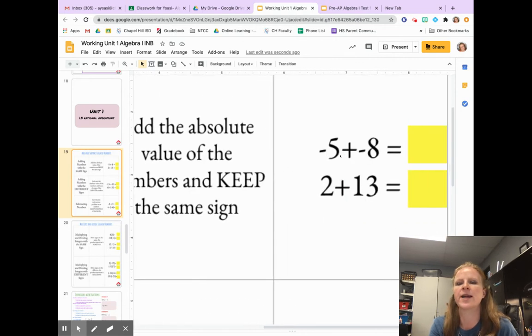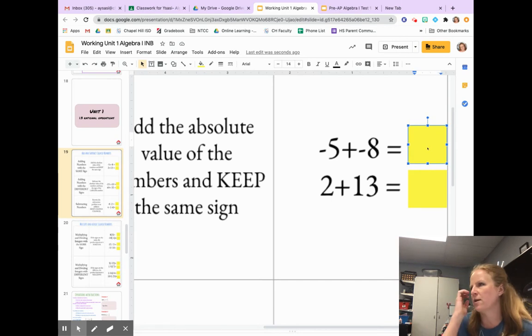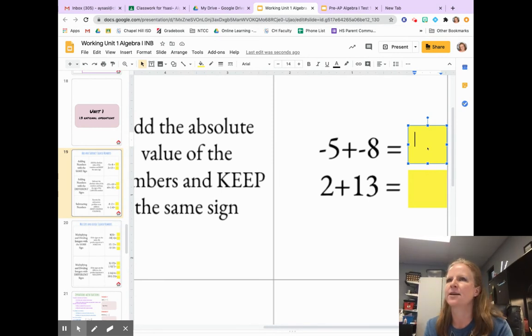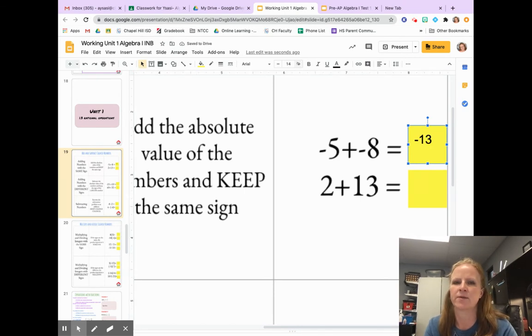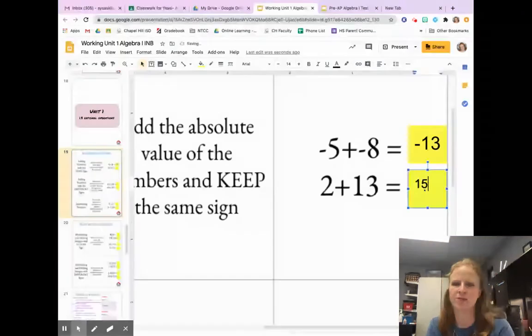So we are going to add these since they are the same sign. You can double click in this yellow box and you can fill it in. So -5 and -8, I always think about it as money. If I owe somebody $5 and I owe somebody else $8, I add those together, but I still owe, so it's -13. If you want to make that bigger, you can. And then 2 plus 13, easy, just 15.